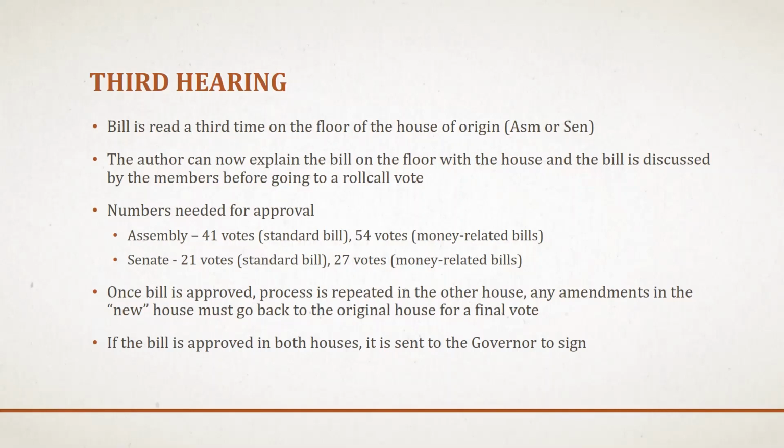So once it approves, it goes to the opposite house, meaning wherever it landed, it goes to the opposite: Assembly to Senate, Senate to Assembly. And then if the bill is approved by both houses, it goes to the governor to sign.